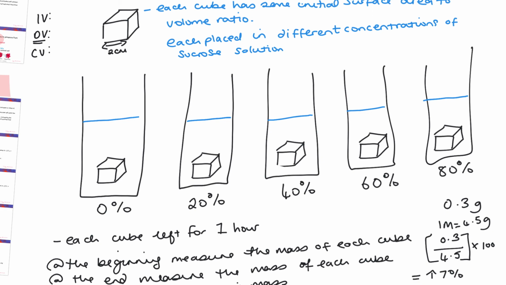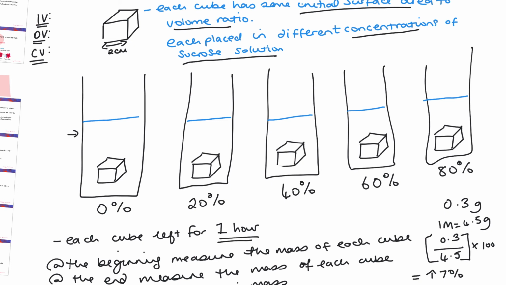What's the independent variable? The independent variable is the thing that you are changing. So the independent variable is the concentration of the sucrose solution. And what are the control variables? The control variables are the things that you keep the same. So for instance, the first thing is the initial surface area to volume ratio. The second thing is the volume of the sucrose solution in each of our beakers. The third thing is the time that they are left for.